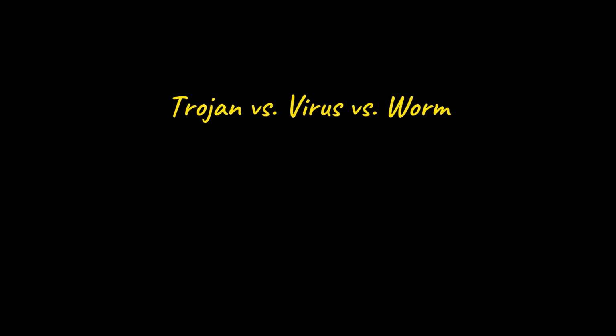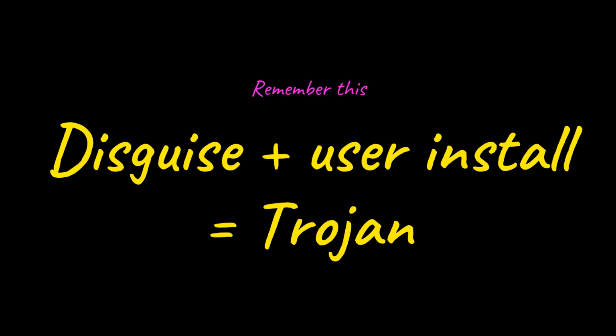Only the Trojan relies on social engineering to deliver its payload. Trojan awareness training focuses on verifying software sources and questioning anything too good to be true. If the attack depends on convincing a user to install something, the disguise is the defining feature, and that is the Trojan.